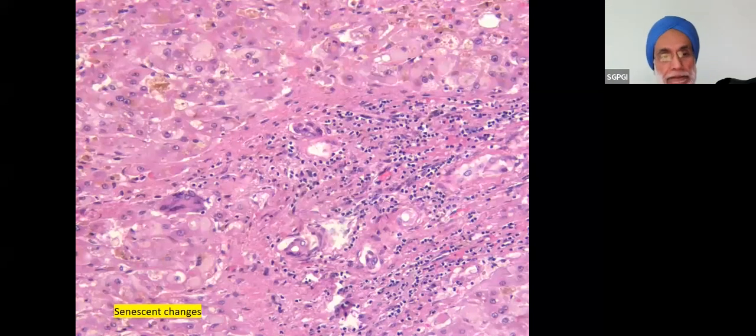So I can show you some pictures. This is what we call senescent changes. The bile ducts don't look healthy. And my boss has this expression, it looks like somebody poured acid down this biliary tree. And that's why the bile ducts are looking so unhappy.